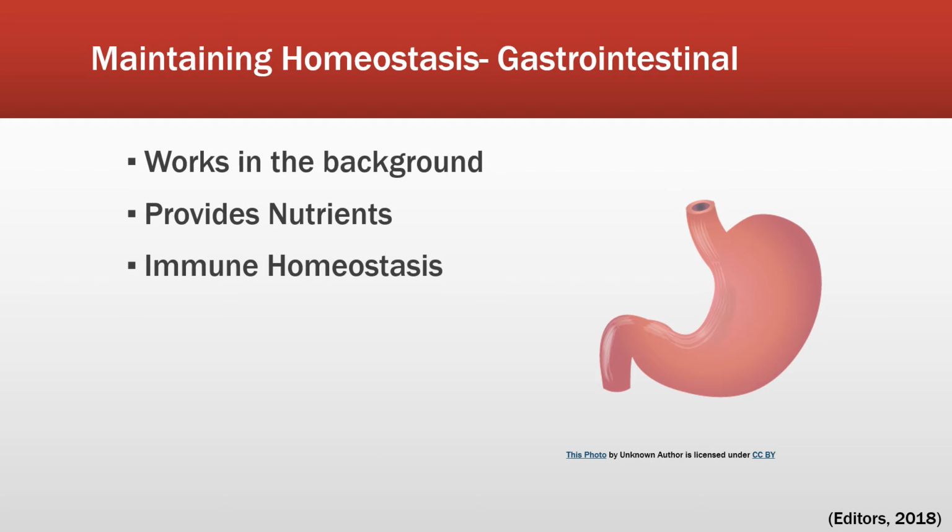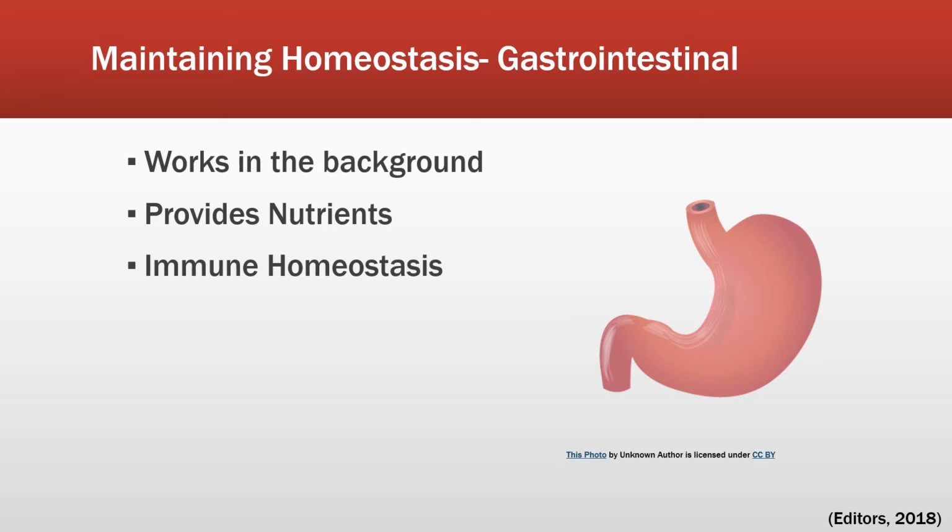The gastrointestinal system, or digestive system, works in the background when it comes to maintaining homeostasis. It is responsible for providing nutrients to the body to maintain the functions of all other systems. By breaking down the food we ingest, the digestive system is able to provide the body with proteins, carbohydrates, vitamins, fats, and minerals.